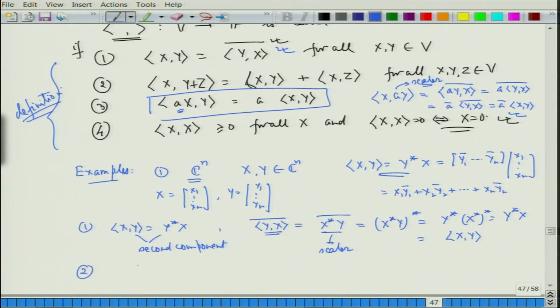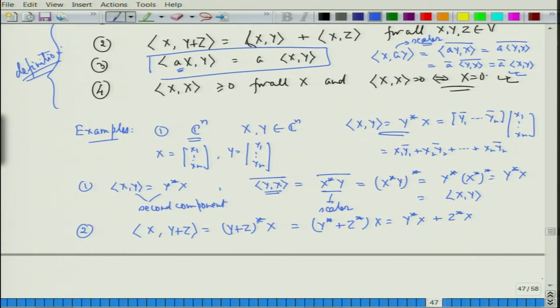Second condition, <x, y + z> will be equal to (y + z) whole star x, which is the same as y star + z star x, which is the same as y star x + z star x. Fine. By matrix multiplication. Fine. Third, verify it yourself.